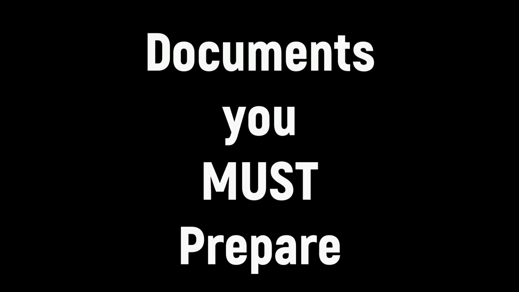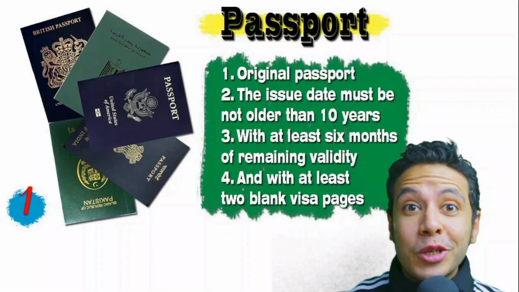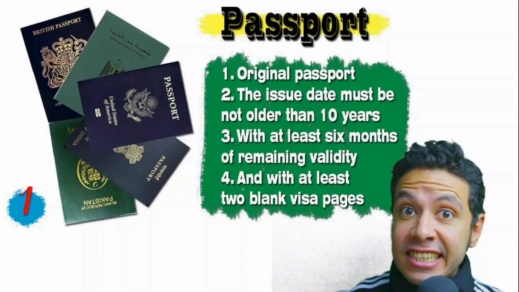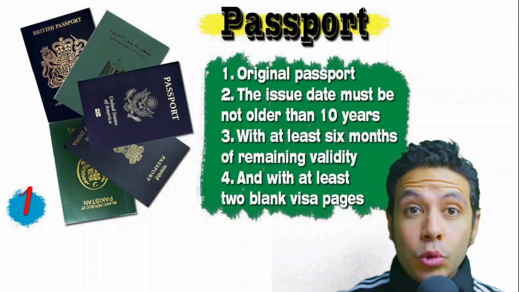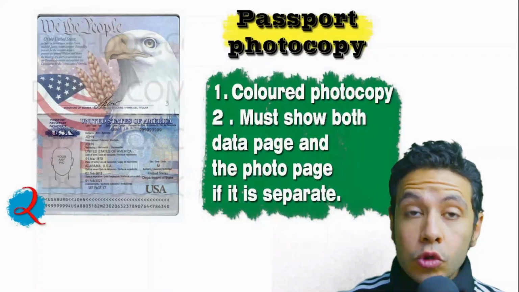So what are the travel documents that you need to prepare before applying for the visa? Speaking about your passport, it must be original and it must not be older than 10 years, with at least 6 months of remaining validity, and with at least 2 blank visa pages for the stamps. In many cases, you will need also a passport photocopy.